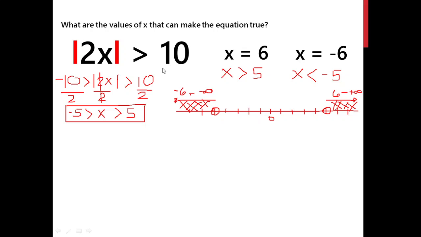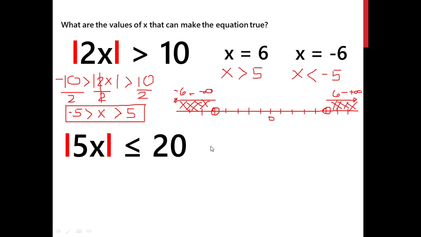Let's have another problem. I want you to think of a value of x that can make our statement true. Go ahead and pause the video. Do you have it? Okay. Now, do you have the same answer? So x is equal to 4.